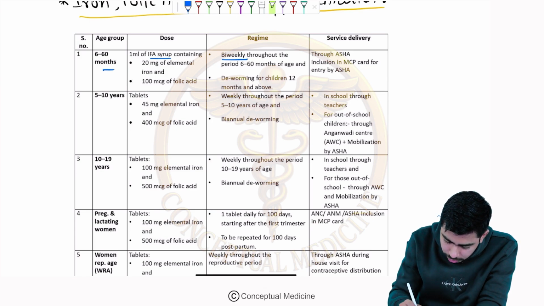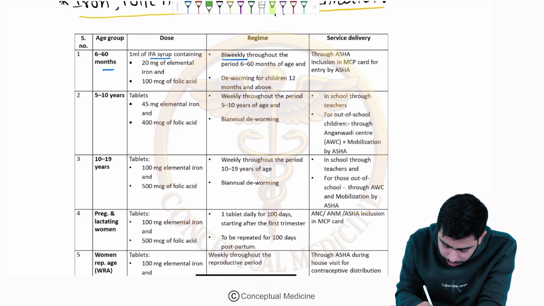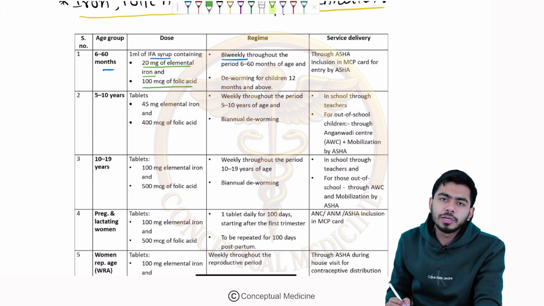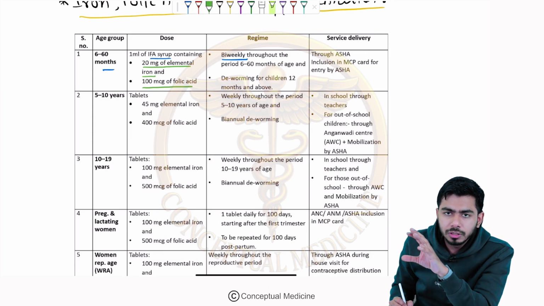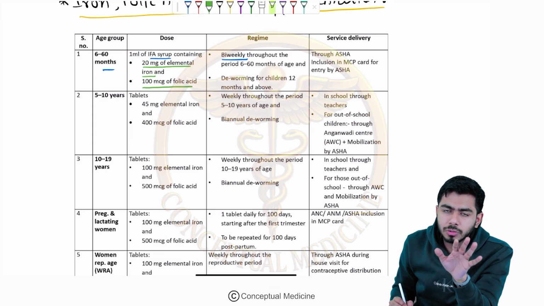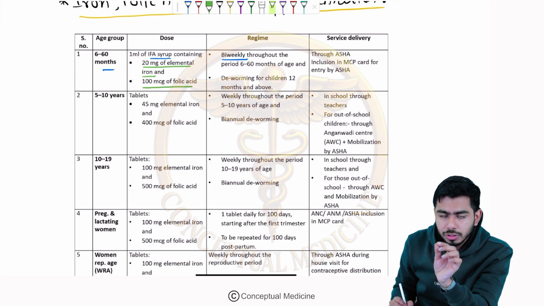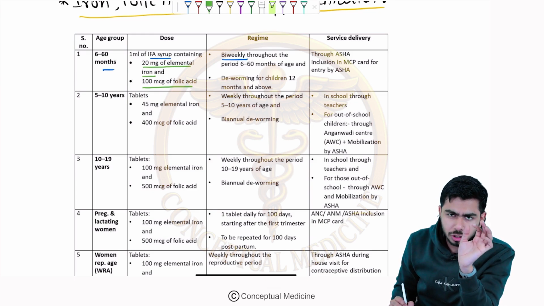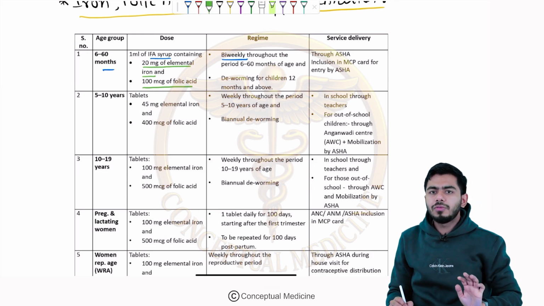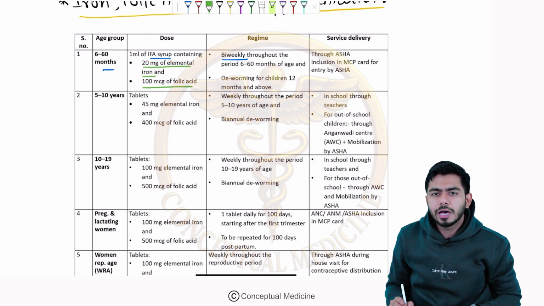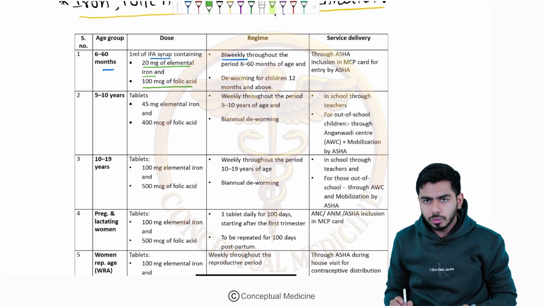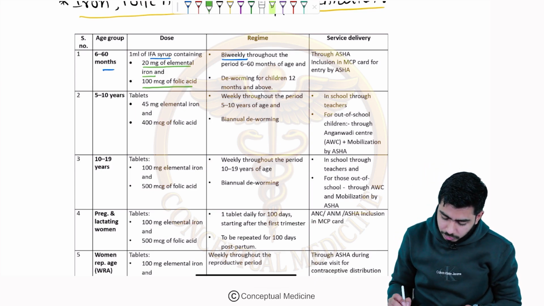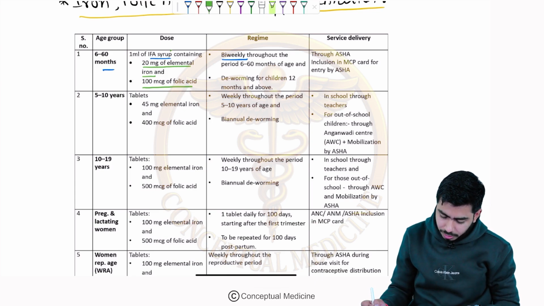So what is the dose, guys? The dose is very important over here. The dose is 20 mg of elemental iron and 100 microgram of folic acid. Very important. I am talking about 6 to 59 months of age. In that group, 20 mg of iron and 100 microgram of folic acid bi-weekly we are giving in the form of syrup.